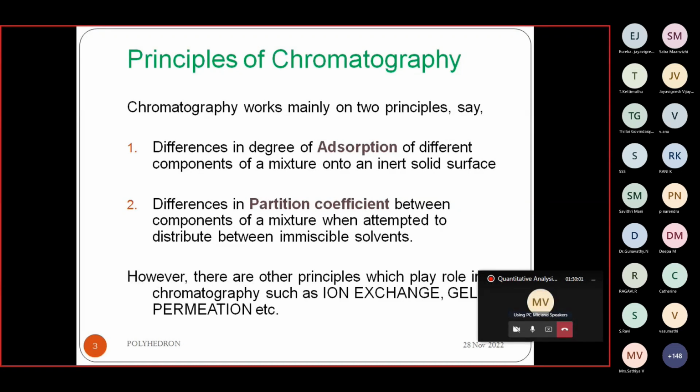Apart from these two principles, there are several other principles used in chromatography, but we are not going to consider them. Some of such principles are ion exchange, gel permeation and so on, which we are not going to discuss in this session. We are going to discuss only based on adsorption and partition coefficient.